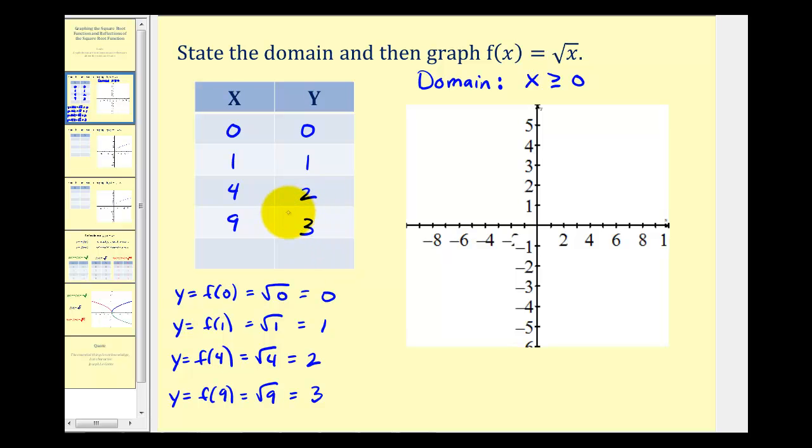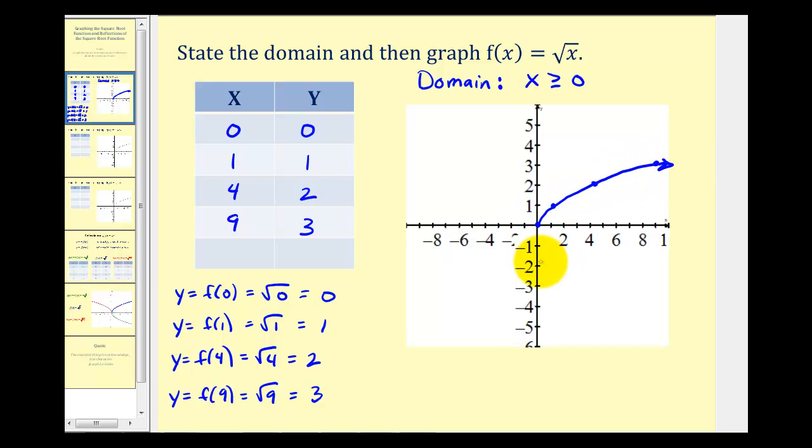So if we plot these 4 points, we should be able to make a nice graph of the function. So we have the point 0, 0, the point 1, 1, the point 4, 2, and the point 9, 3. So here's the graph of the basic square root function.